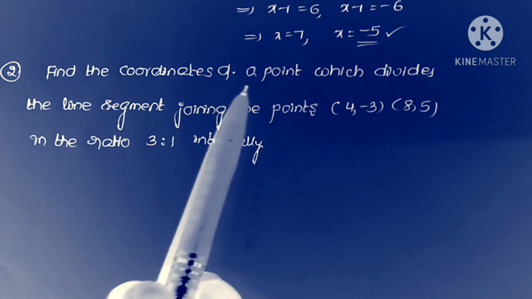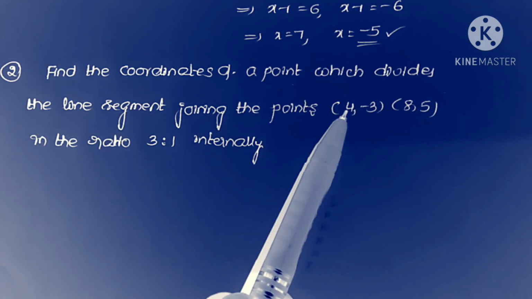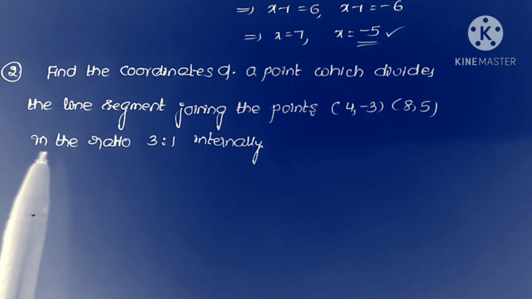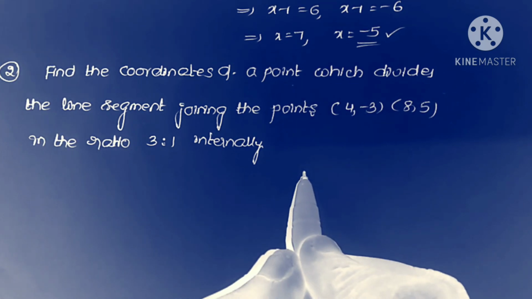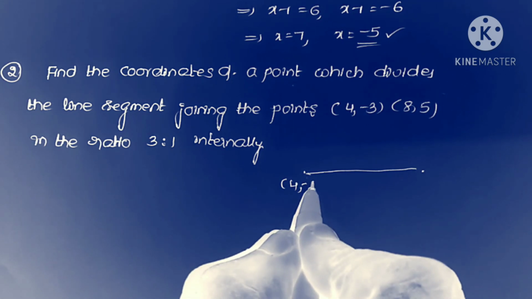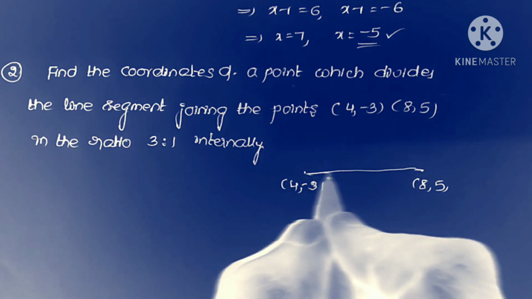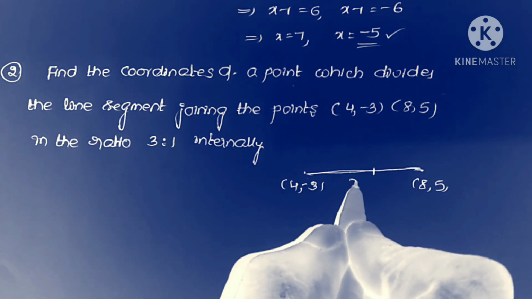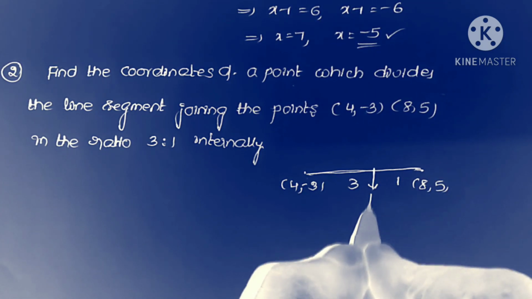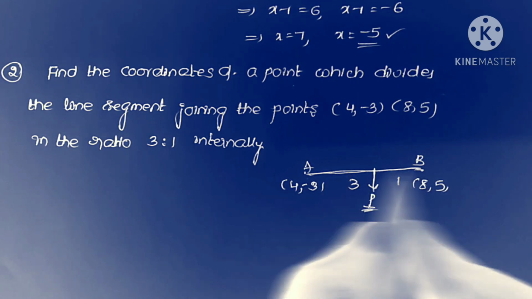Next problem. Find the coordinates of a point which divides the line segment joining the points (4, minus 3) and (8, 5) in the ratio 3:1. Two points are given, (4, minus 3) and (8, 5). Find the coordinates of the point which divides this line segment in the ratio 3:1.